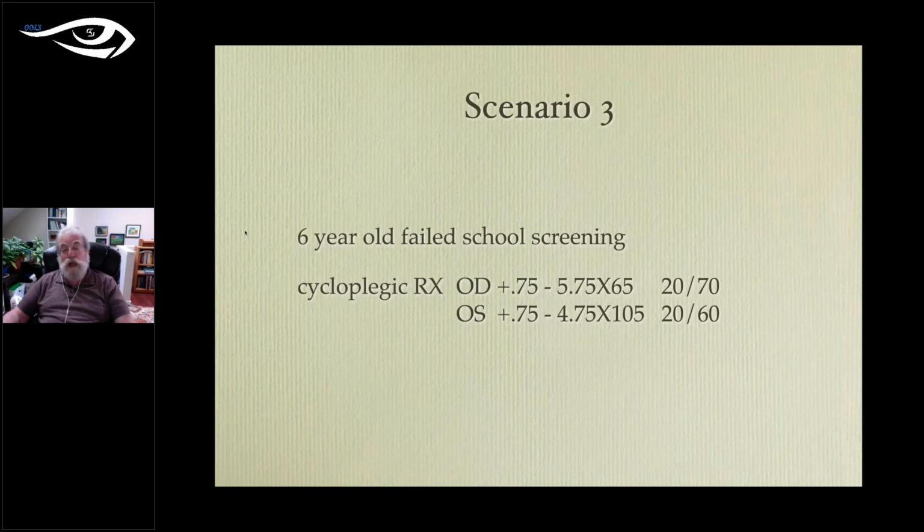And in a situation like that, would I prescribe maybe half or 2/3 of the correction? Yeah, I think so. I think that's an entirely reasonable thing to do. So I guess I agree with that. I would do that. All right, let me go on.